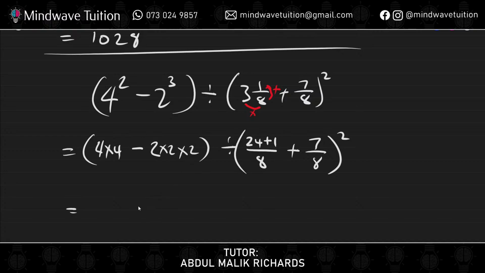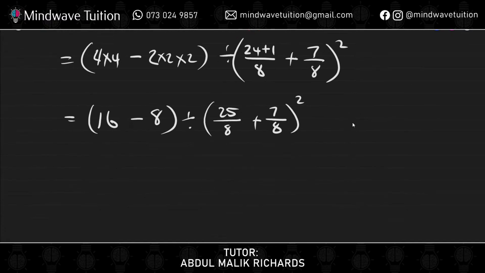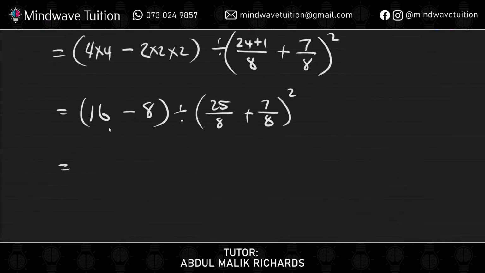the brackets first. So yeah, 4 times 4 is 16, and then 2 times 2 times 2. 2 times 2 is 4, and then 4 times 2 is going to give us 8. Inside of the second bracket over here, 24 plus 1 is 25 divided by 8 plus 7 over 8 to the power of 2. 16 minus 8 is just going to be 8. And that's the last of the operations inside of the bracket, so the brackets can fall away.